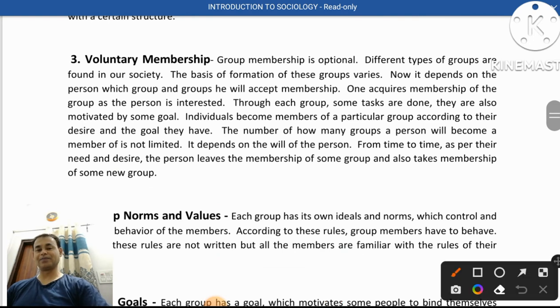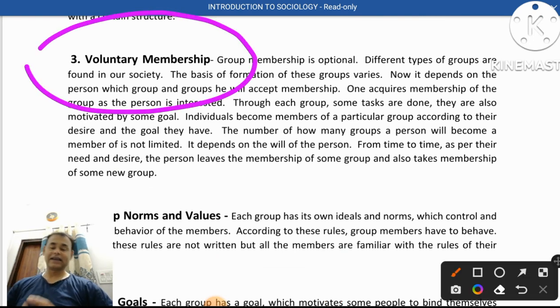Voluntary membership. This is very important. In a group, membership is voluntary, or optional, not like a community. Community membership is compulsory, and different types of groups are found in our society. The basis of formation of these groups varies.